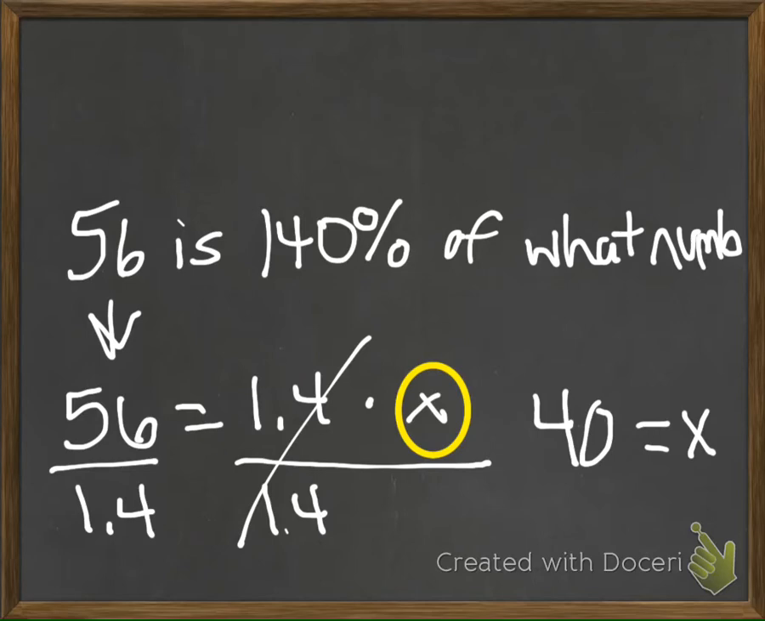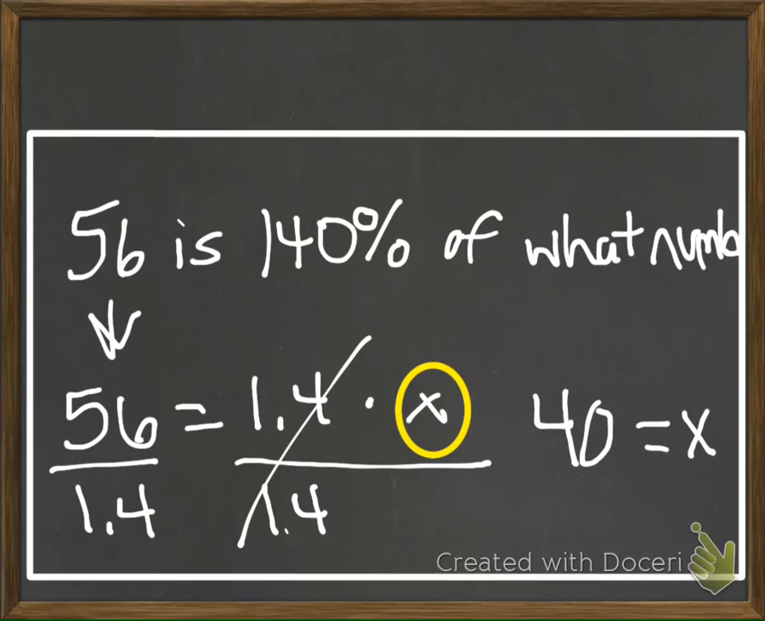All right, so this right here is what you're going to do on every single one of these. So remember that you're always going to have multiplication because we're using the word of in the problem. So you're always going to use division to isolate the variable.